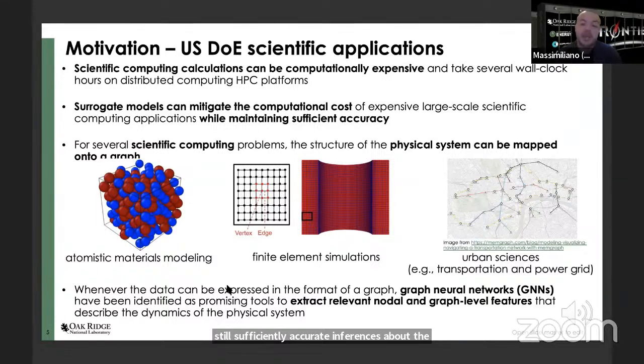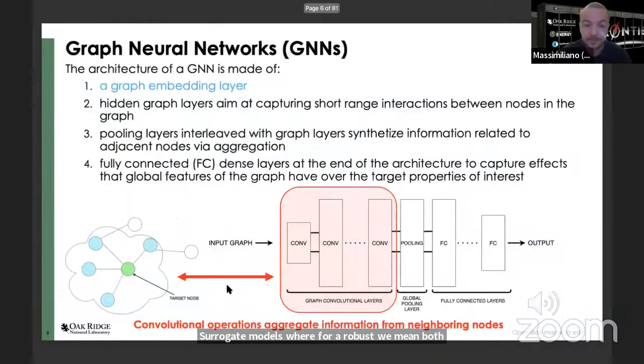More specifically, a lot of applications of interest to DOE are described by systems that can be topologically structured as a graph. And this is the reason why it is somewhat straightforward to think of graph neural networks as good candidates to develop robust surrogate models, where by robust we mean accurate, generalizable, and also trustworthy.